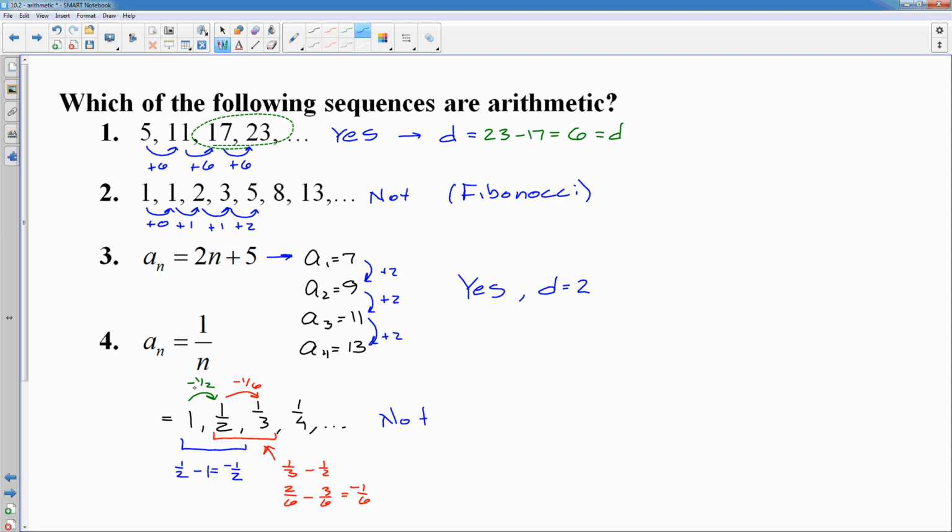This is actually called your harmonic series or sequence, but we don't need to worry about that. You really don't need to worry about knowing the name of the Fibonacci sequence either. I just decided to throw it in there.